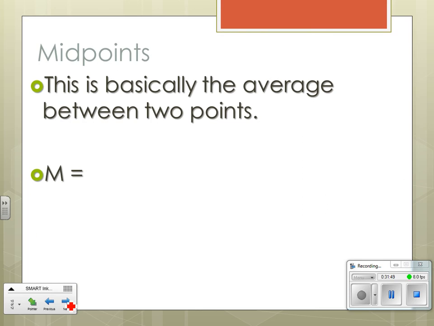Okay, midpoint formula. Now, when it's on your reference sheet, it's so easy to remember, and the way I think about it is just comparing it to something that you already know how to do pretty well. Basically, this is the average between 2 points. You all know how to take averages. You're only dealing with 2 numbers.